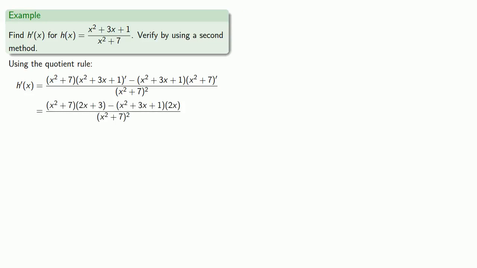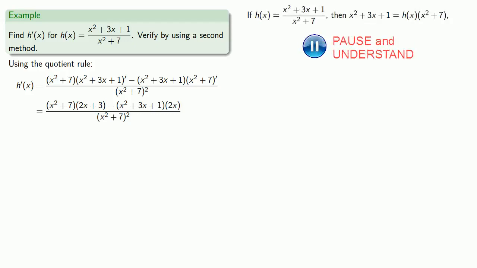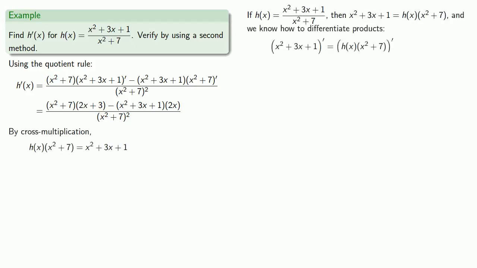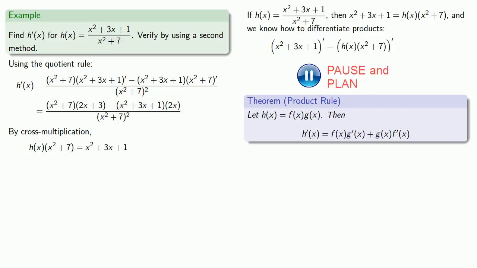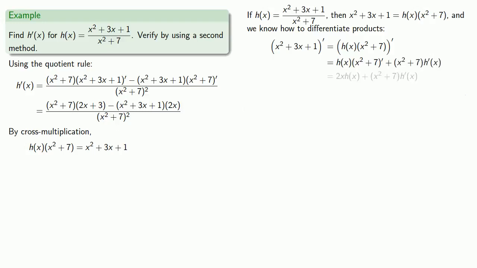So let's verify that this actually is the derivative. If h of x is x squared plus 3x plus 1 over x squared plus 7, then cross-multiplying gives me x squared plus 3x plus 1 equals h of x times x squared plus 7. And we know how to differentiate products. So the derivative of h of x times x squared plus 7 is h of x times the derivative of the second plus the second times the derivative of the first. And over on the left-hand side, I have the derivative of x squared plus 3x plus 1, so I'll fill that in.